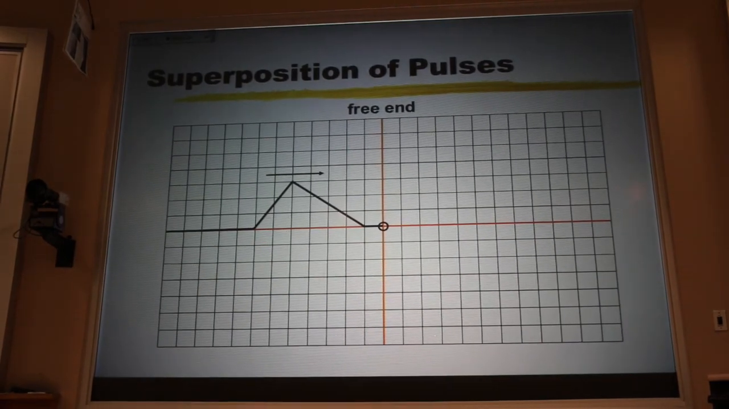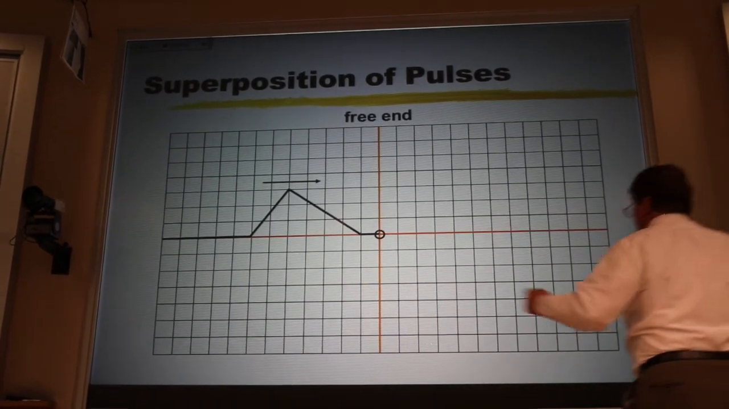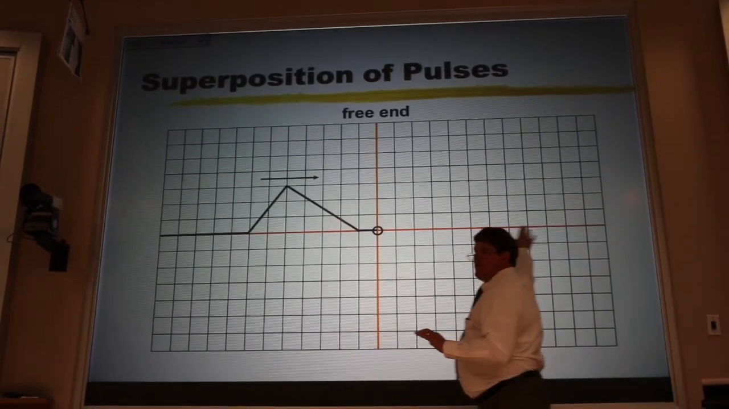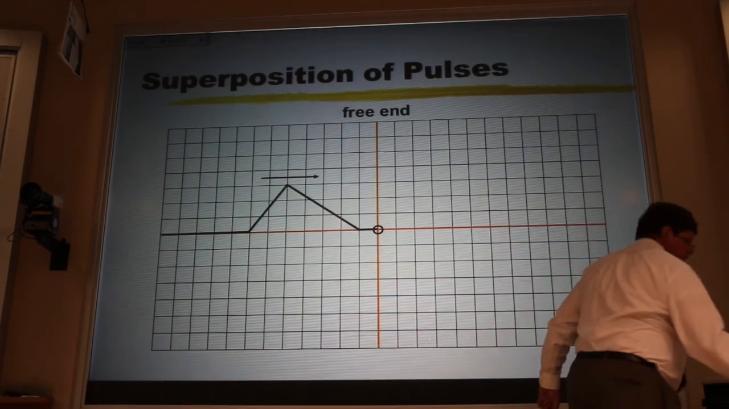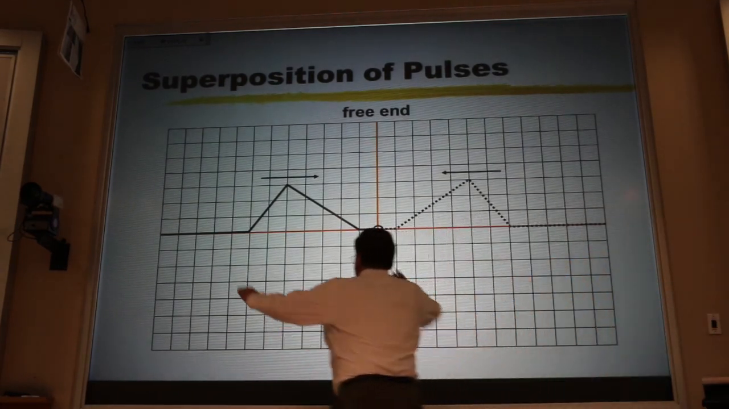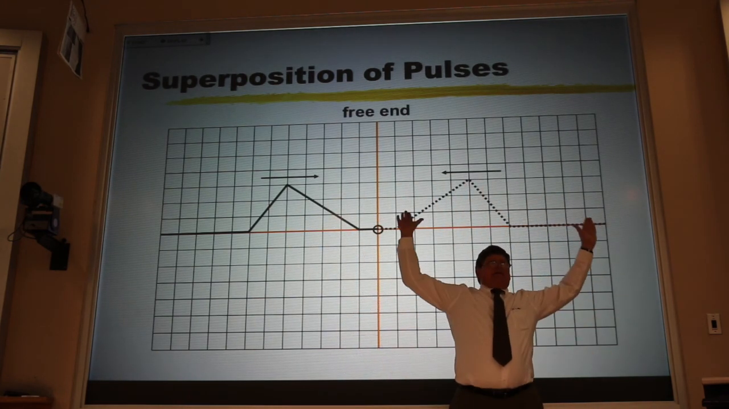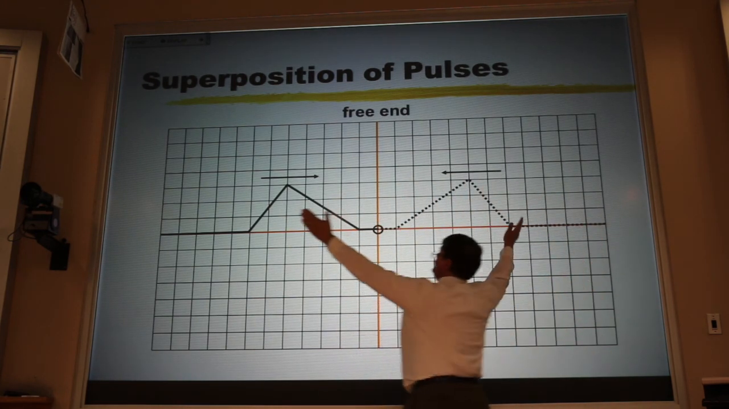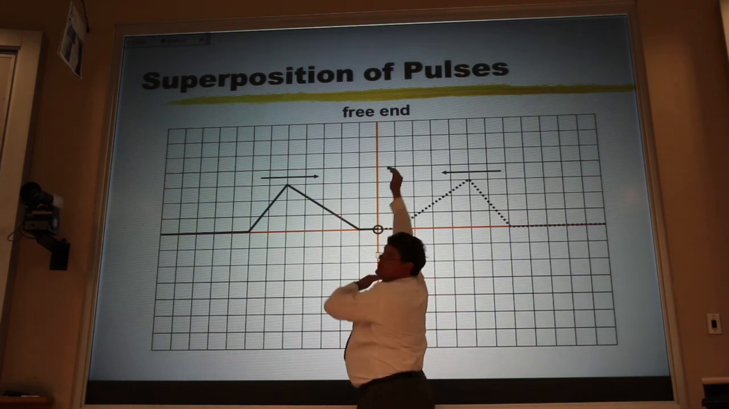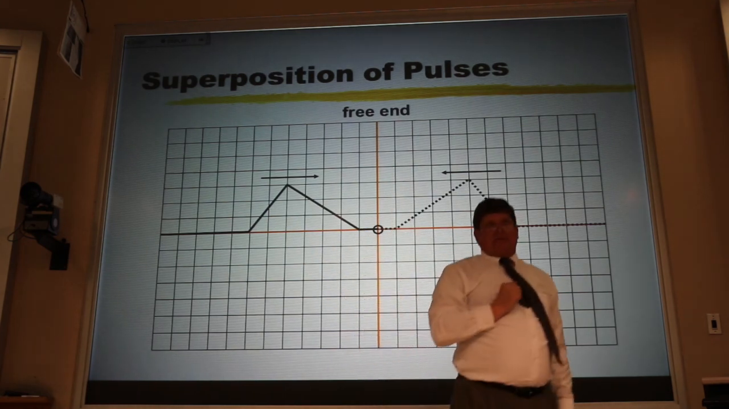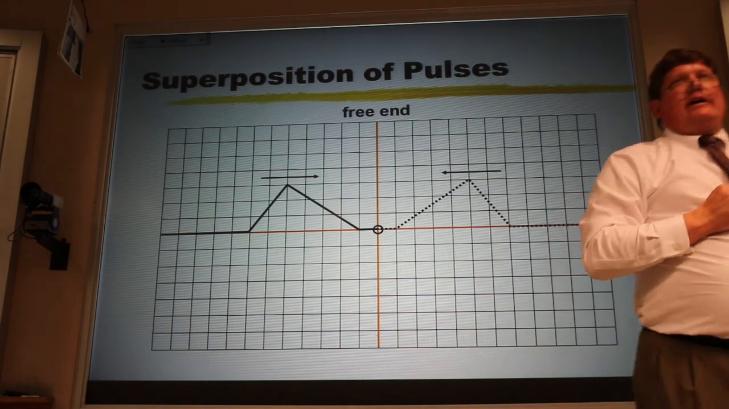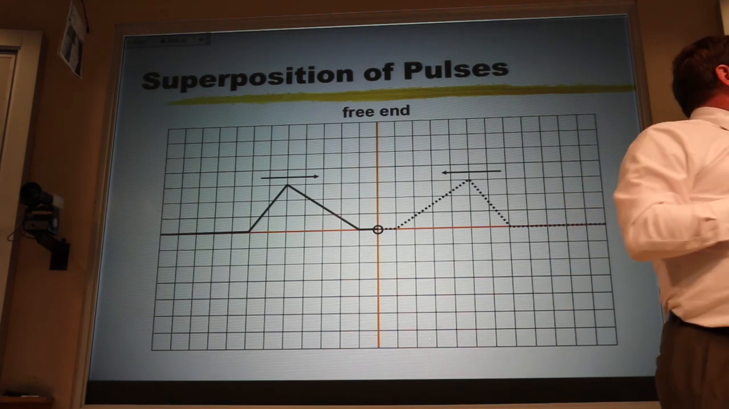With a free end, we imagine that the string goes on forever, but now we send this pulse back. It's reflected, but not inverted. Okay? And when these two pass through each other, you get something that's twice the size. Twice the size. Okay, now you're ready for the tutorial.